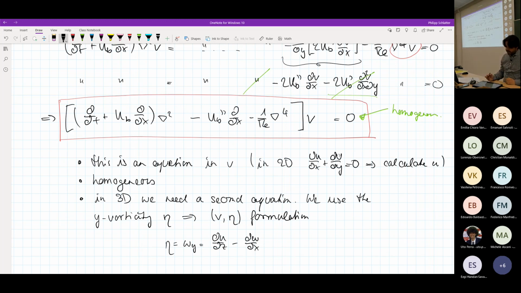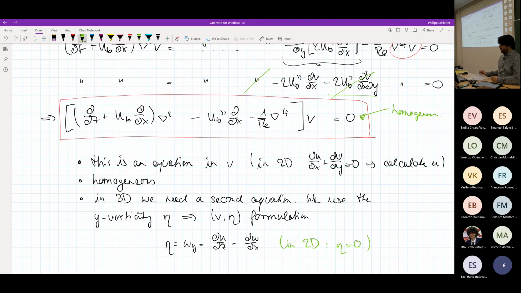The reason why we take this, and we will write that down after the break, is that in 2D, this vertical vorticity eta is actually 0. So that means that if we look at a 2D problem, this additional equation that we would need for the three-dimensional disturbance is actually identically 0. So we don't have to consider it. So in 2D, this eta is 0.